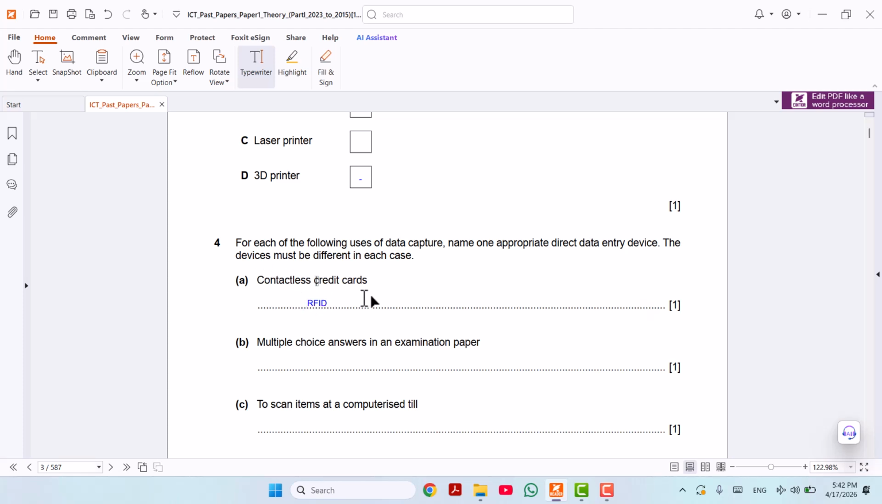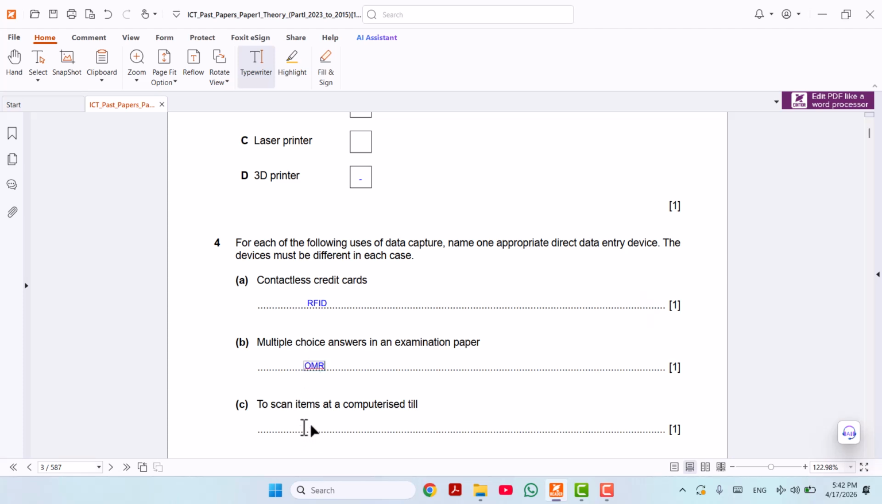Next, multiple choice answer and examination papers. We have some exams that depend on multiple choice only, and the device that is used to check them directly without human effort. If you remember the device used for multiple choice answers before I complete the question, it is OMR, optical mark reader. From its name, optical mark reader.